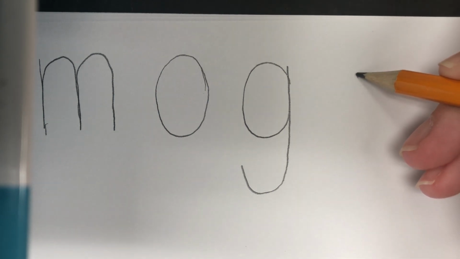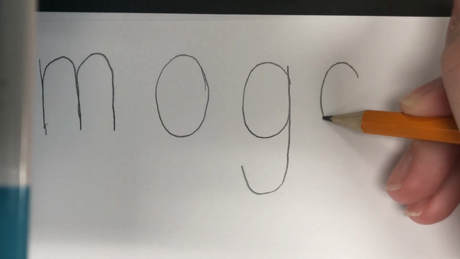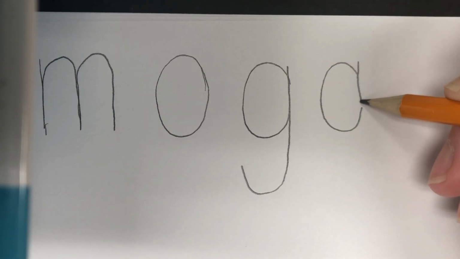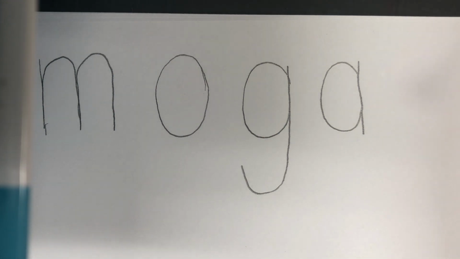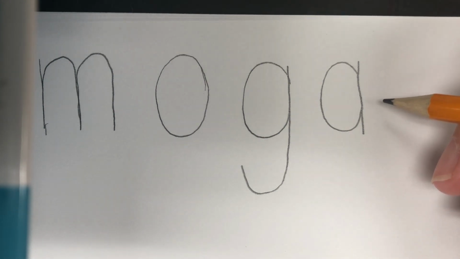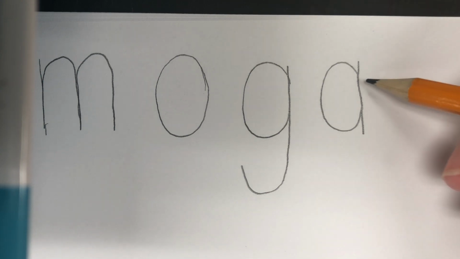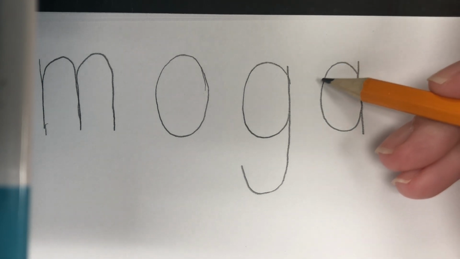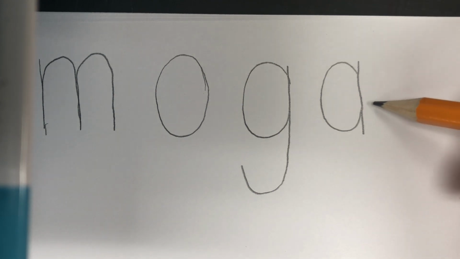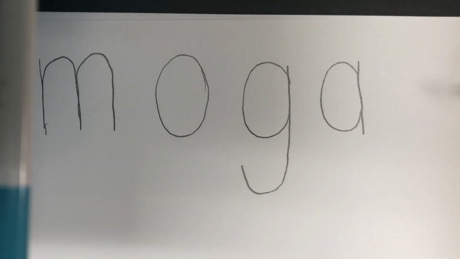So for an A, I'm going to curve around and I'm not going to close it up. I'm just going to add a short straight line. What is that letter again? A, that's right. Get your finger ready. We're going to make one in the air. Curve up, curve down, don't close it up, put a short stick on it. A says a, that's right.